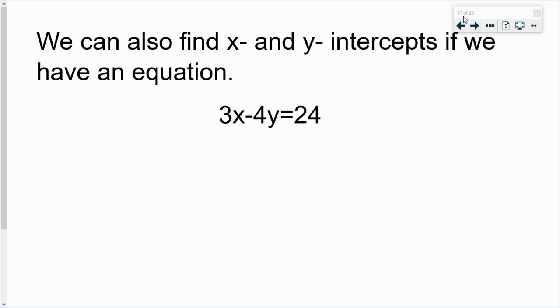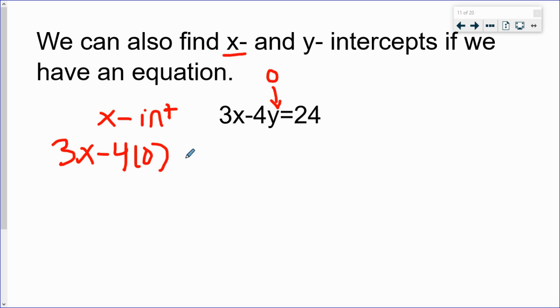We can also find x and y-intercepts if we have an equation. Remember, our x-intercept will be when y equals 0. To find an x-intercept, we will plug 0 in for y and solve the equation. So for our x-intercept, we will have 3x minus 4 times 0 equals 24. 4 times 0 is 0. So we will have 3x equals 24.